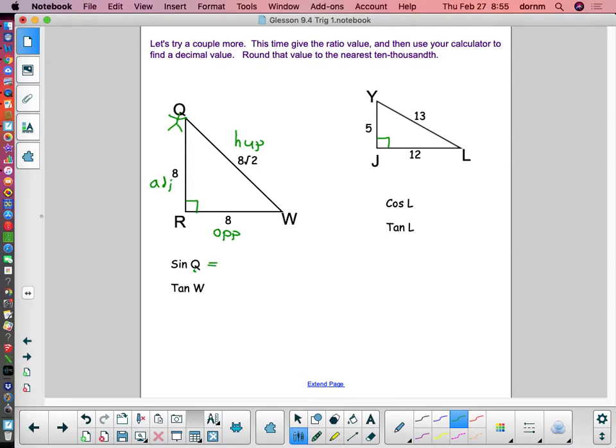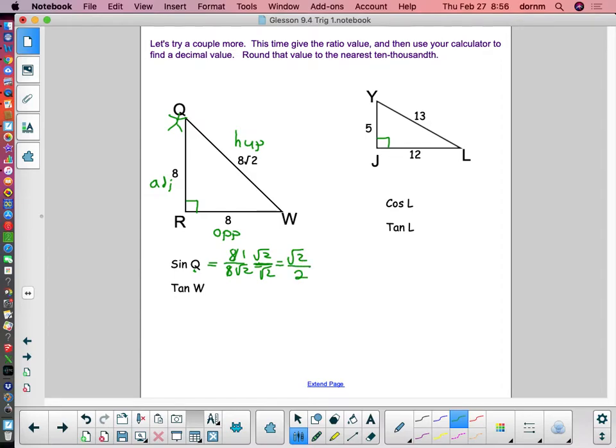Sine is opposite, which is 8 over 8 root 2, and the 8s are going to cancel. So it's 1 over the square root of 2. And now we want to rationalize that. So we multiply root 2 over root 2, and I get root 2 over just 2.